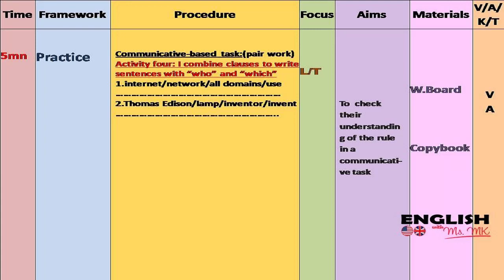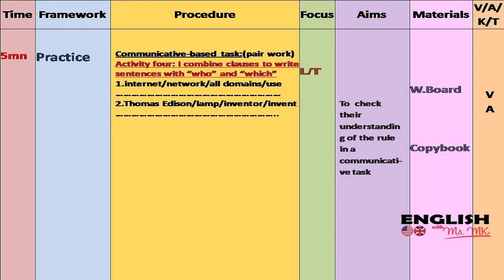So here, internet, network, all domains and use. It may be difficult, I know, but you just have to guide your pupils. For example, they say the internet is a network which we use in all domains. Number 2, Thomas Edison, lamp, inventor, invent. So this is not reordering. They're going to introduce some words in order to make a good sentence. So they're going to say, Thomas Edison is an inventor who invented the lamp.